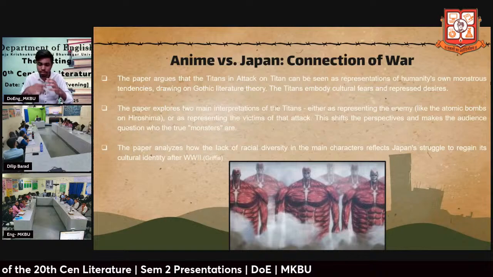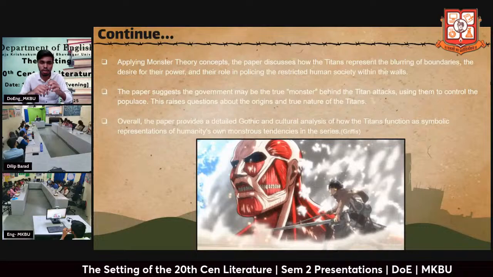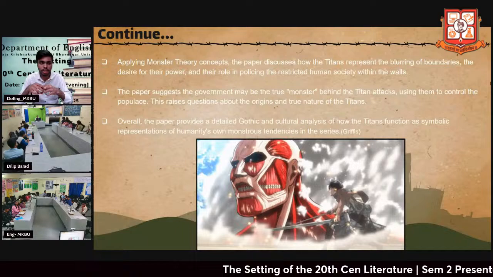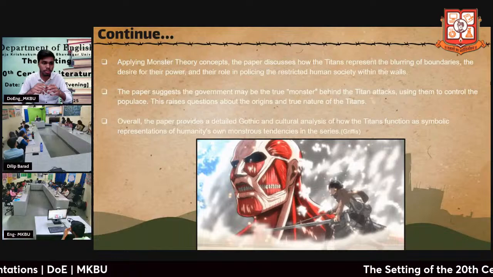Applying the monster theory concept, the paper also discussed how Titans represent the blurring of boundaries and the desire for their power, and their role in policing the strict human society within the world. They are coming from the walls. They created the walls, and the walls also determine human society. The paper also says the government may be the true monster behind the Titans, using them to control the population. This raises the question about the origin and true nature of the Titan, or we can say the monster.